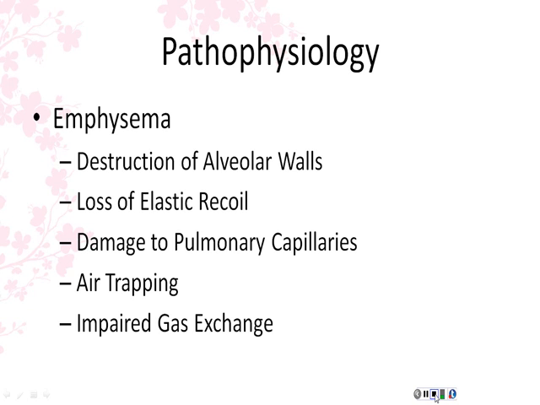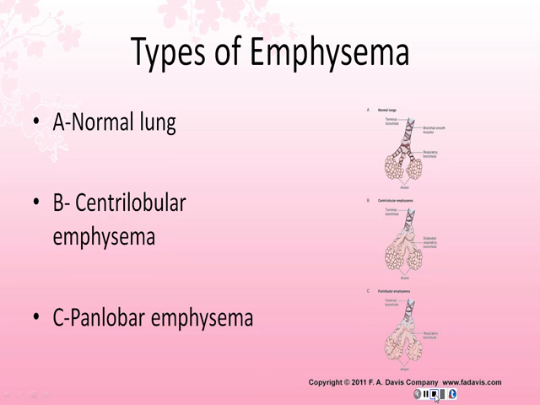So there are different types of emphysema. Here in picture A, which is the top picture on the right, you see normal lung, and then B is centrilobular emphysema, which causes distended respiratory bronchioles, and then the bottom picture in C, you see panlobar emphysema and the damage to the respiratory bronchioles and the alveoli.